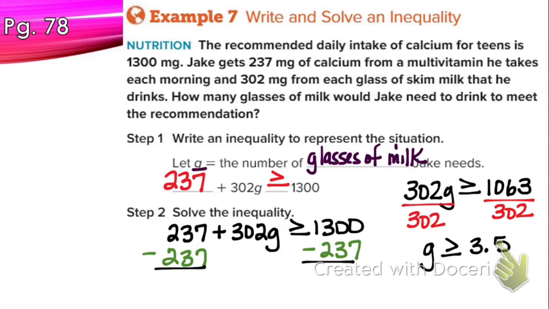3.52 is fine also. So if Jake wants to get the calcium he needs, he needs to take his vitamin and drink at least 3.5 glasses of milk or more. If he drinks only 3.5, then he'll get 1,300. If he drinks more, then he'll have more than 1,300.